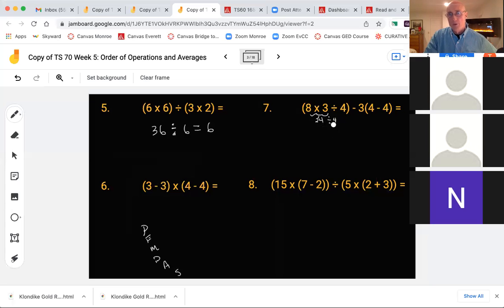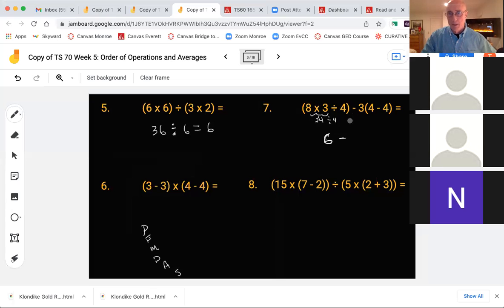We would do 24 divided by 4. Well, 4 times 5 is 20. 4 times 6 is 24. It goes into it 6 times. It's clean. This becomes 6. 6 times 4 is 24, right? Yep, that's right. Now I've got minus.